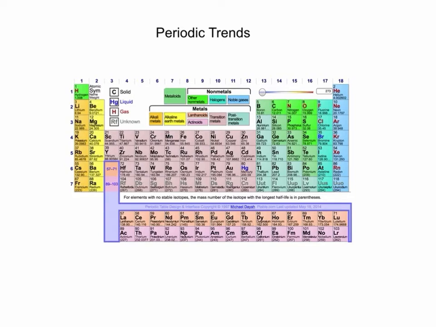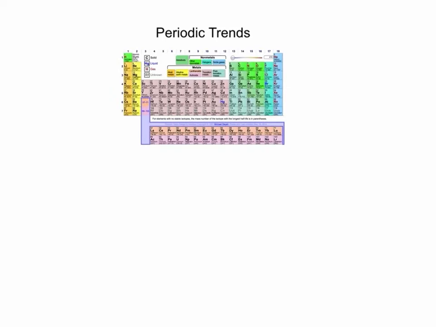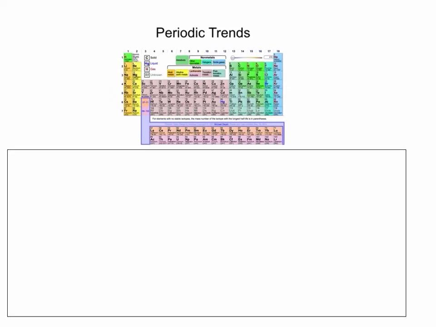Well, there are several things that we can look at called periodic trends, and these are patterns that we can find on the table. In order to talk about these trends, we need to define 4 terms. The first term is atomic radius, and this is going to actually be the first trend we look at.